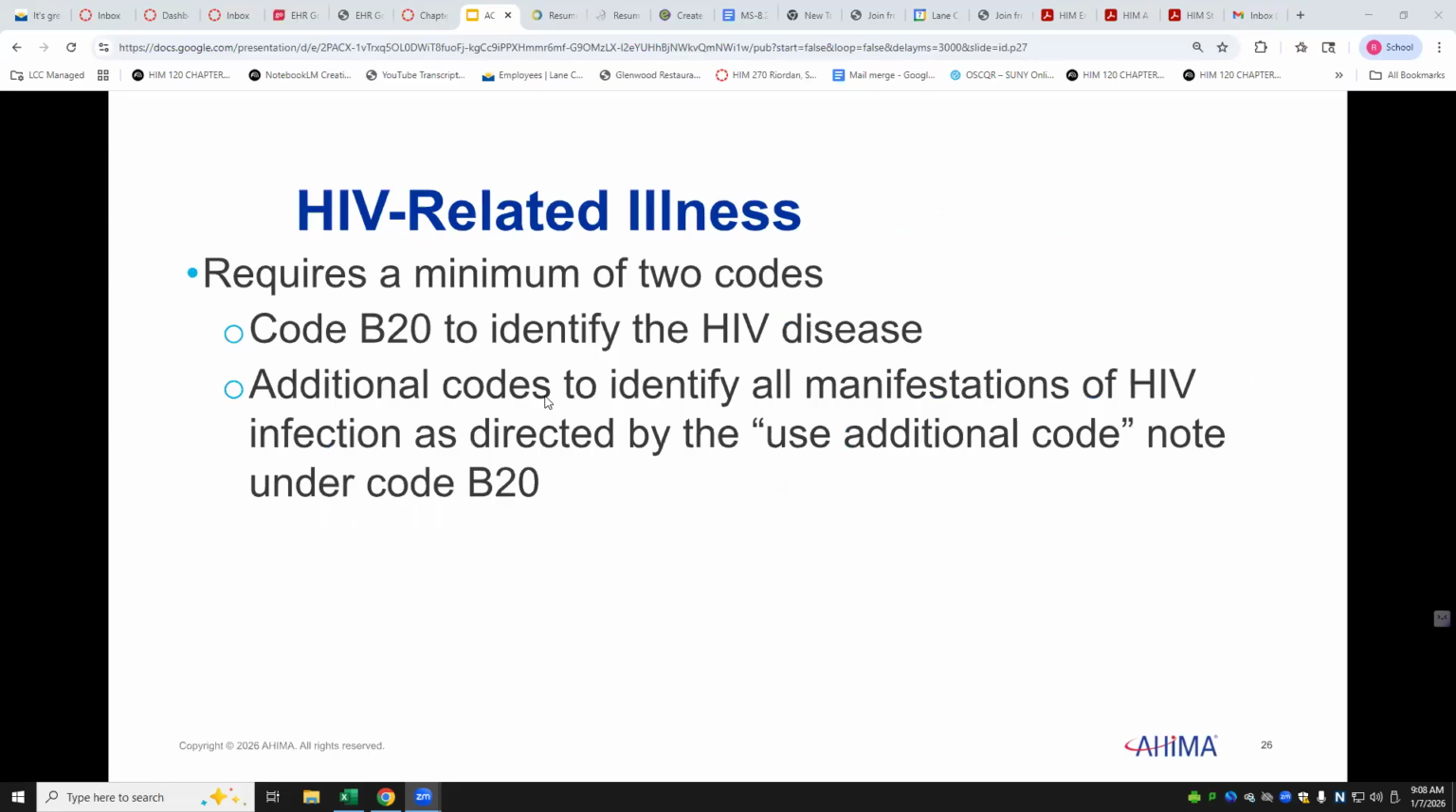HIV-related illnesses require a minimum of two codes. The first, B20, identifies the HIV disease. We use additional codes to code any manifestations of HIV. And you'll see these in the tabular with the note, use additional code, under B20.